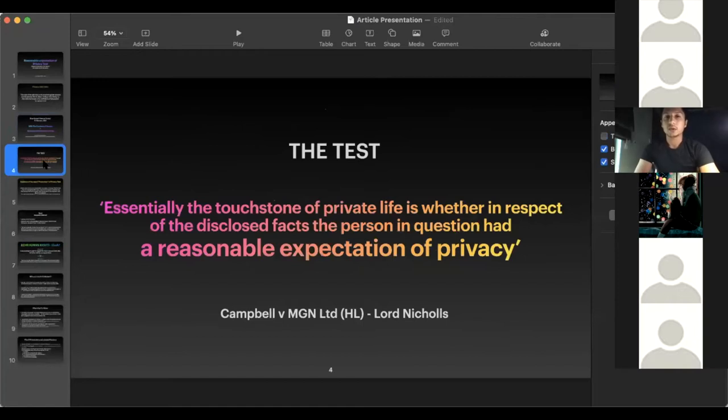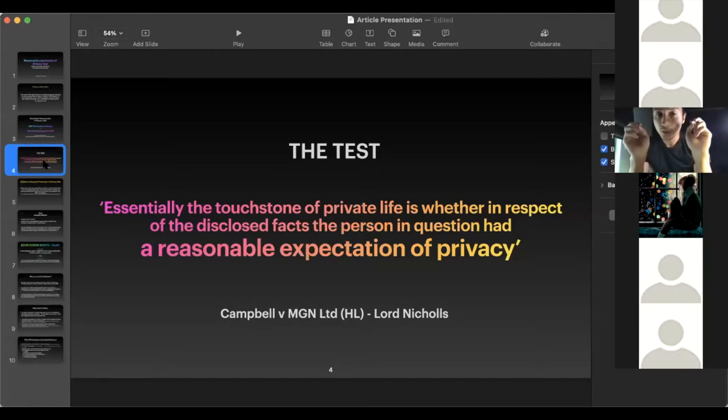So what's the test to establish privacy? The test is derived from Lord Nicholls' statement in Campbell against MGN Limited. This was a newspaper company. The statement was essentially that the touchstone of private life is whether, in respect of the disclosed facts, the person in question had a reasonable expectation of privacy. So the current test, if we have to determine privacy, is to ask the question: did the person in question have a reasonable expectation of privacy?